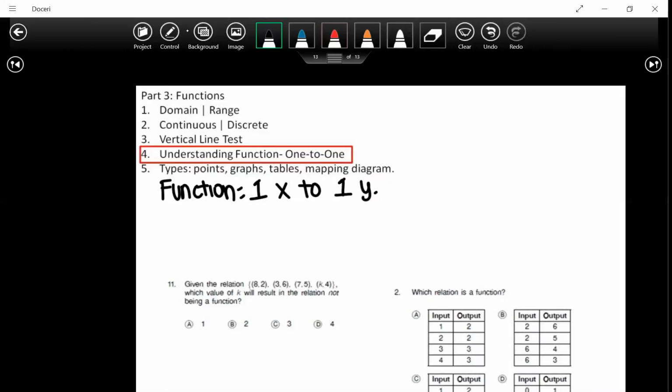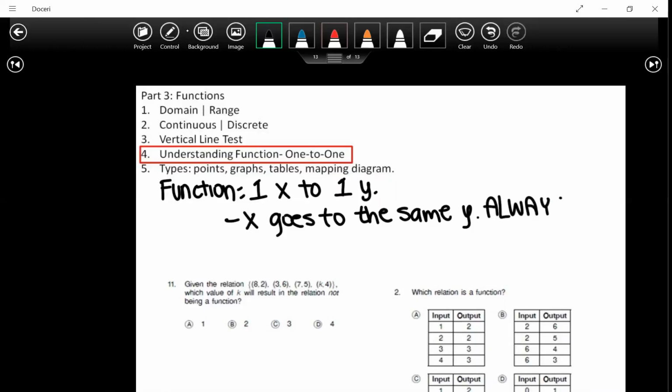Another way to say this is x goes to the same, always. That'd be another way to say it.